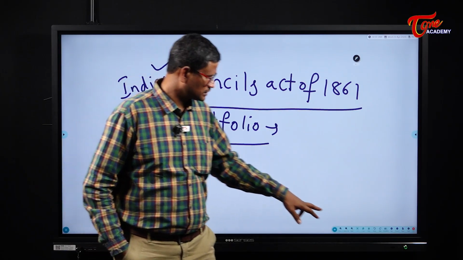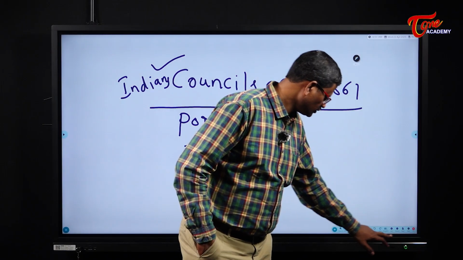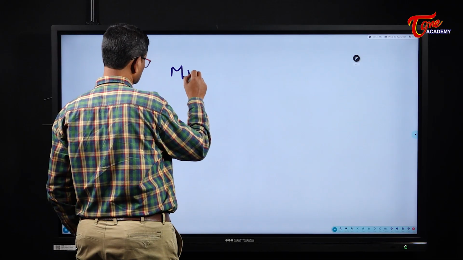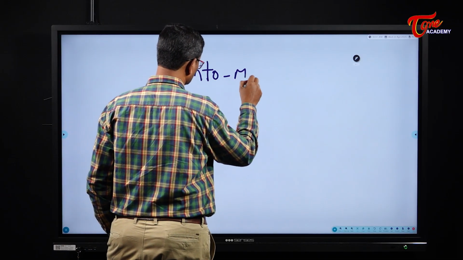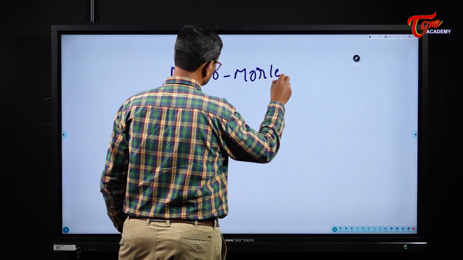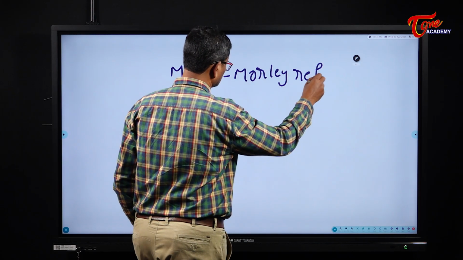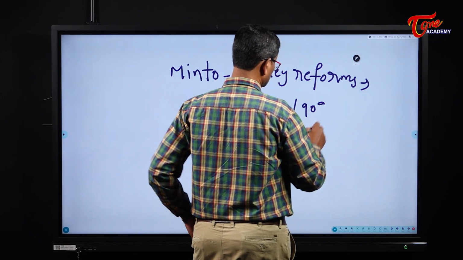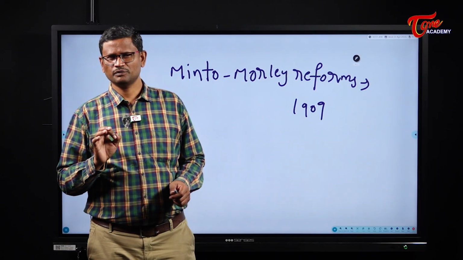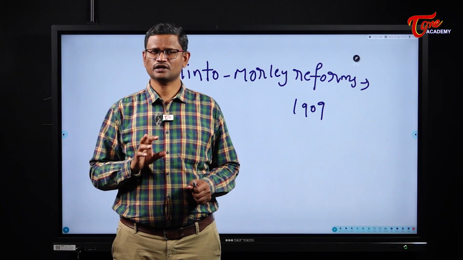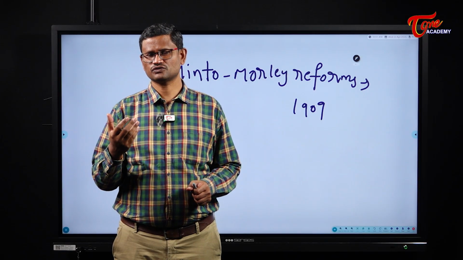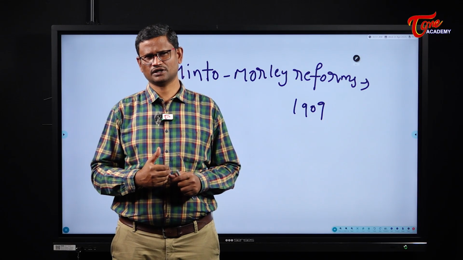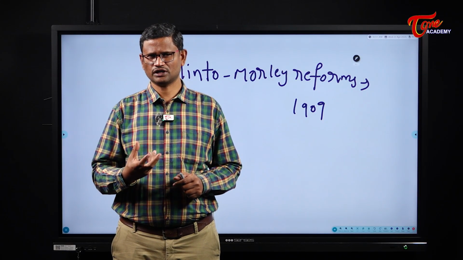Then the next important legislation, straight away, we have the Minto-Morley reforms, which is also called the Government of India Act 1909. One very important feature of the Minto-Morley reforms is that it laid the foundations for separate electorates. Today in post-independent India, we have the concept of joint electorate.